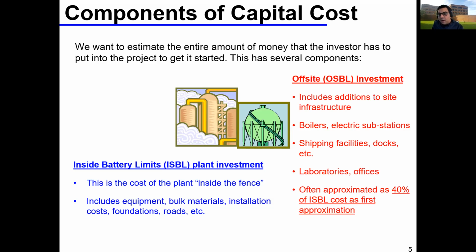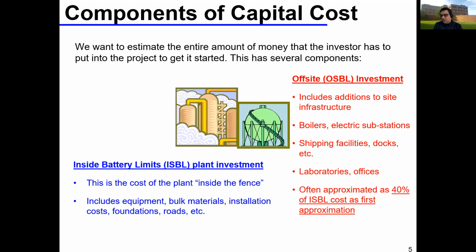In contrast, you have your offsite battery limits, and this includes some external parameters, such as your site infrastructures, your boilers, your electric substations, some shipping facilities, labs, offices. If you have a research lab somewhere else off the plant, you have corporate offices somewhere which are handling this. These are called offsite or outside battery limit plant investments.